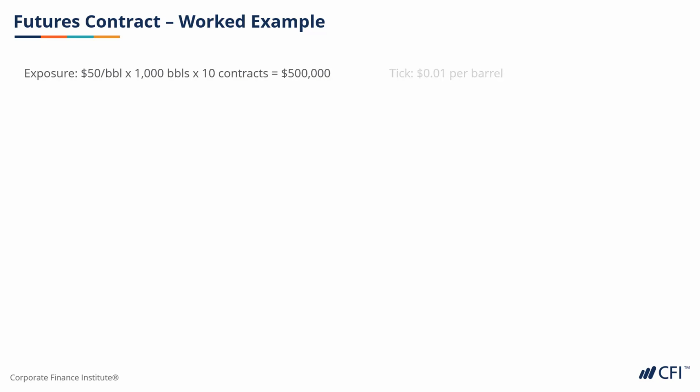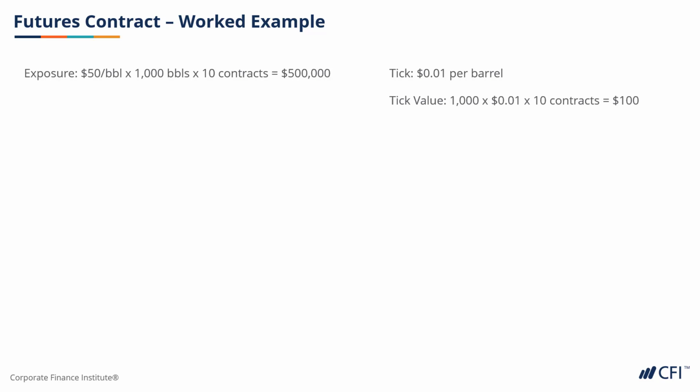The tick value, which we've already talked about, is 1 cent per barrel, but we also know that each contract is 1,000 barrels, which means the value of the contract moves in increments of $10. But because we have 10 contracts, really the value of our contracts is moving in increments of $100.